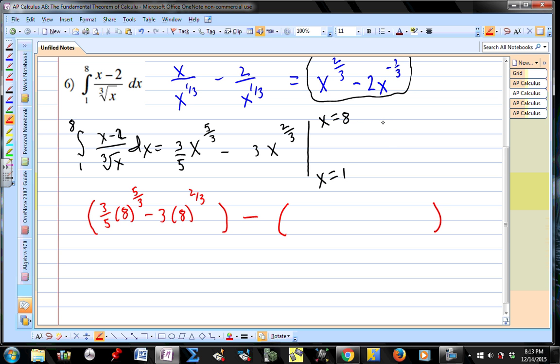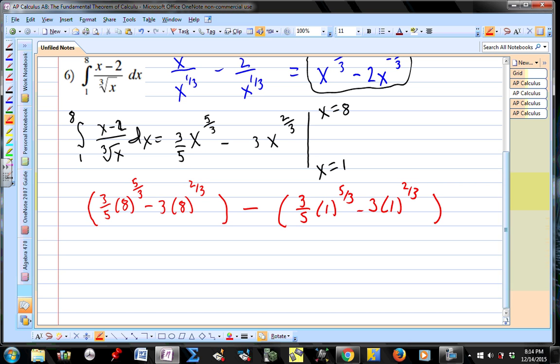Then the next thing we'll do is go to the other quantity and substitute 1 in for x. This is going to be 3/5 times 1 to the 5/3 minus 3 times 1 to the 2/3 power. No calculators required.